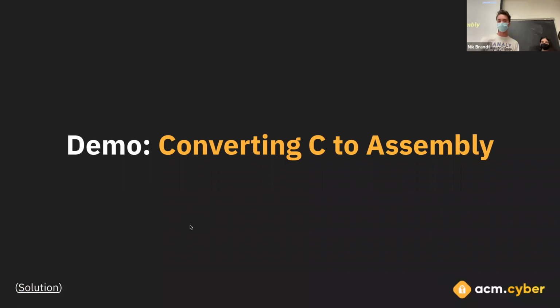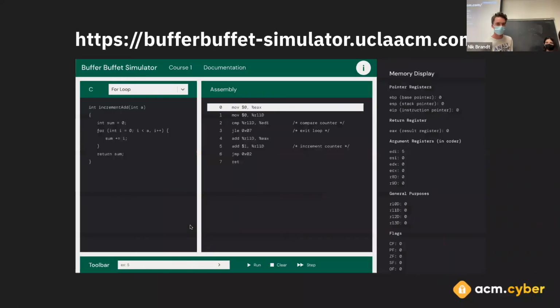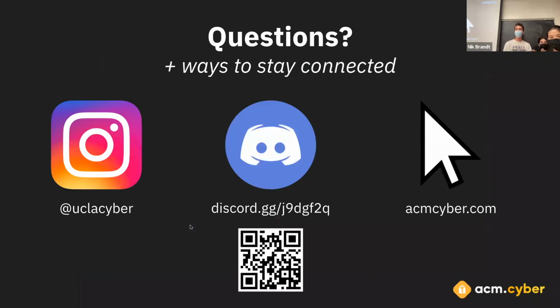Solutions will be on the slides too, which we'll have pretty soon. Before we finish up, PHLA actually made the buffer buffet simulator. If you want some help on the basic things like for loops, while loops, addition, subtraction, you can look at the differences between the C code and the assembly. You can step through them and they show you what is stored in each register, what the flags are, stuff like that. I think it's helpful to visualize it. Buffer buffet, cool. And that's all we got.